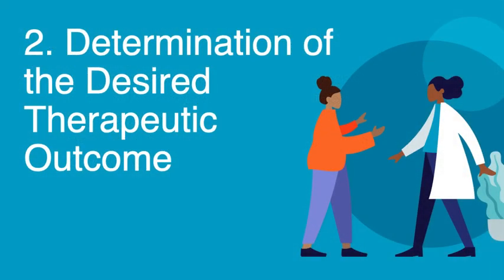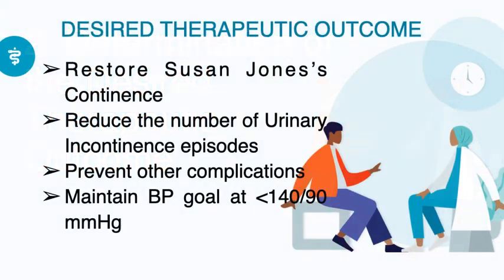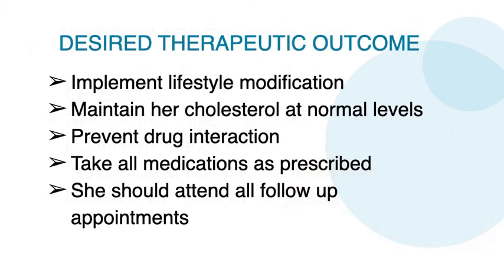Determination of desired therapeutic outcome. Restore Miss Susan Jones' continence, reduce the number of urinary incontinence episodes, prevent other complications, maintain blood pressure goal at less than 140/90 millimeters of mercury, implement lifestyle modification, maintain her cholesterol at normal levels, prevent drug interactions, take all medications as prescribed, and she should attend all follow-up appointments.